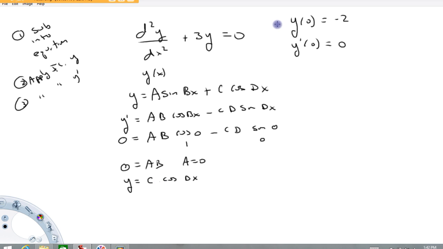Next, I can either apply the second condition or I can sub into the equation here. I'm going to go ahead and sub into the equation next. So in order to do that, we're going to need y double prime.